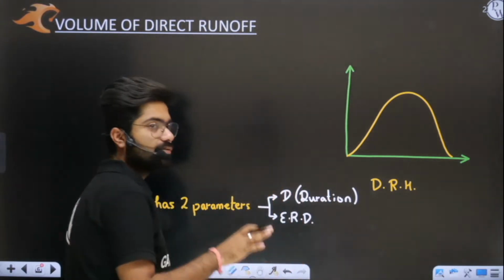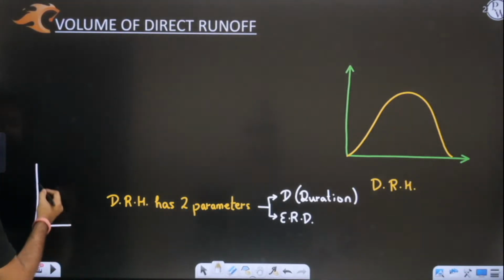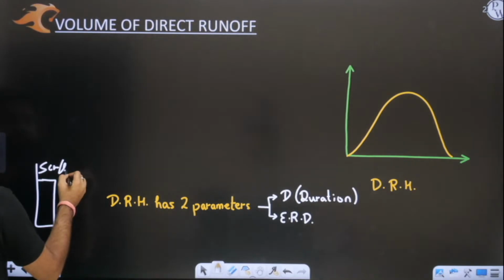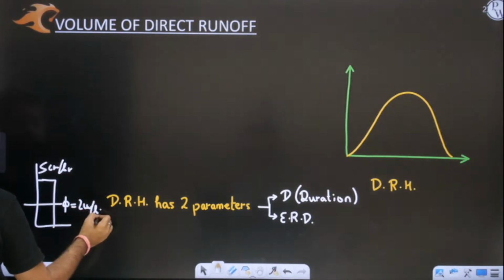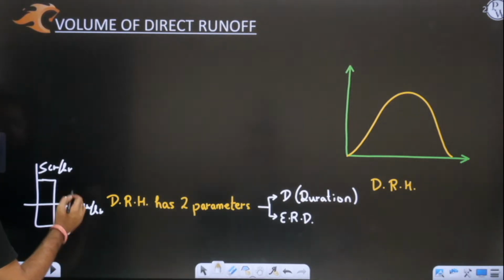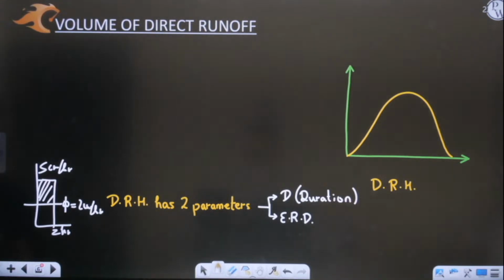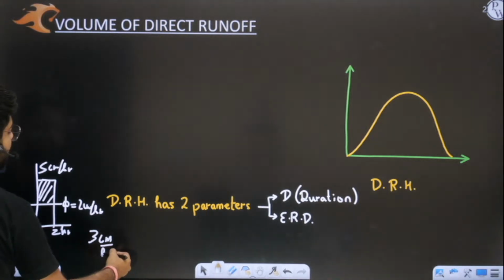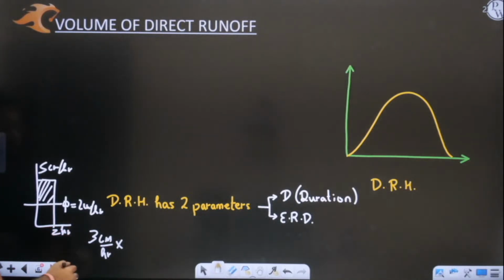Effective rainfall depth means excess rainfall. Let us suppose we have rainfall equal to 5 centimeter per hour, and phi index is 2 centimeter per hour, and let us say this is 2 hours. Rainfall excess means the rainfall which is in excess of infiltration, and we are interested in this rainfall. So 5 minus 2 is 3 centimeter per hour excess rainfall we have, multiplied by 2 hours.